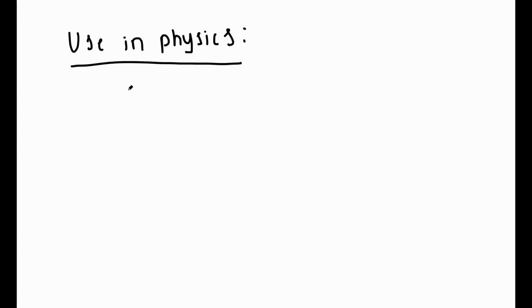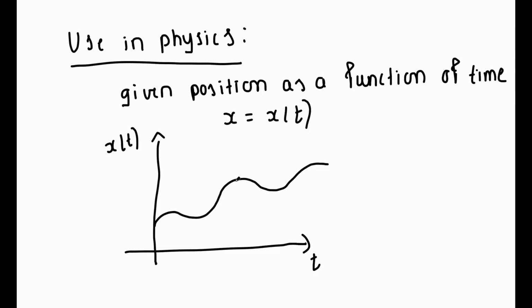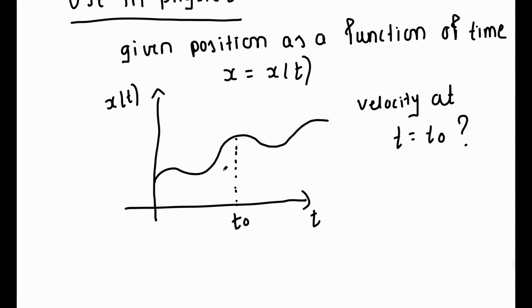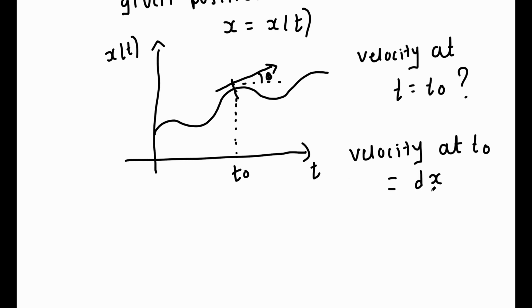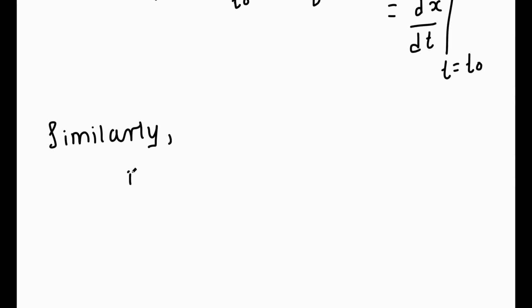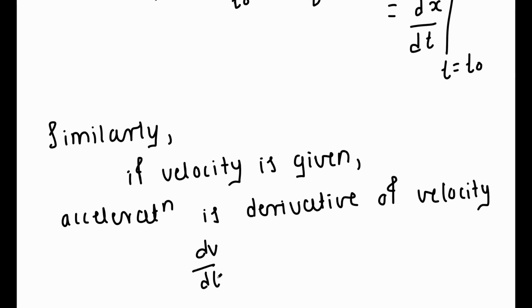Suppose you are given the position of a particle as a function of time, so x equals x of t, and asked what is the velocity of the particle at time t equals t0. Well, you know what to do. You have to take the derivative at t equals t0. That is, you have to draw a tangent at t equals t0 and measure its slope. So the derivative of the position with respect to time is velocity. Similarly, if you know the velocity, you can find the acceleration by taking the derivative of velocity with respect to time. So dv by dt is equal to a of t.